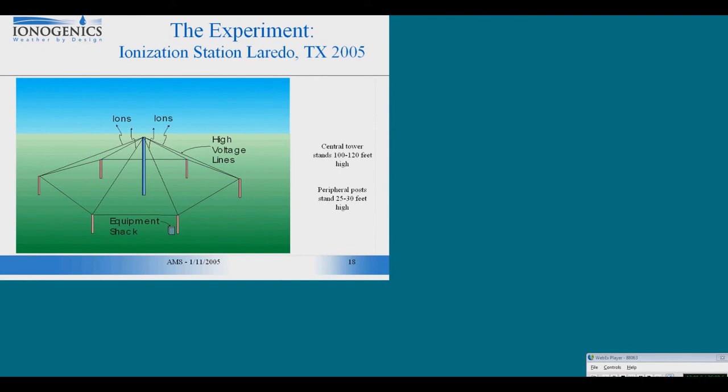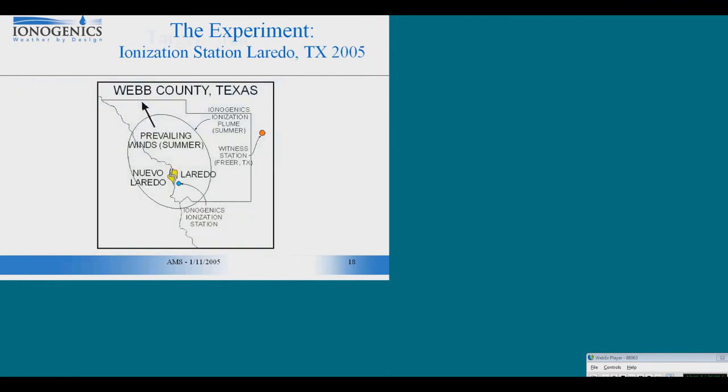I'd like to talk a little bit about the experiment that we're going to be conducting a little later this year to test this hypothesis that I was talking about. We're going to have an ionization station that has a central tower and some peripheral posts, and that's only the support structure for the antenna, which is going to be a very thin wire antenna that goes around the peripheral posts and radially to the central tower. And this thin wire is completely isolated electrically from all of these posts. There's going to be a generator pumping a very high voltage into that thin wire, producing corona and liberating ions into the atmosphere.